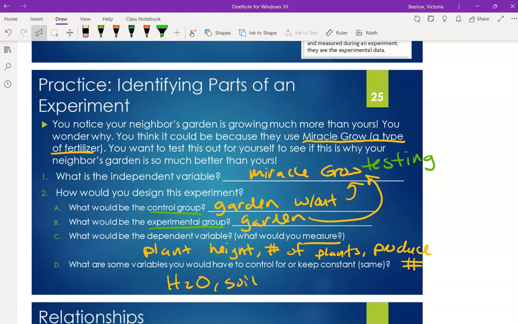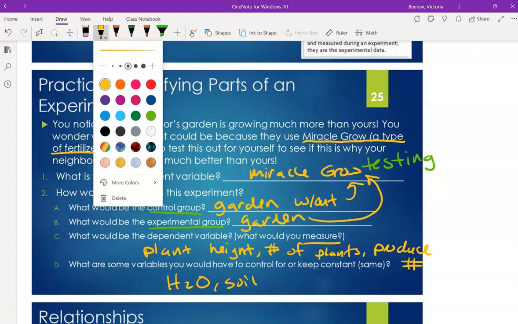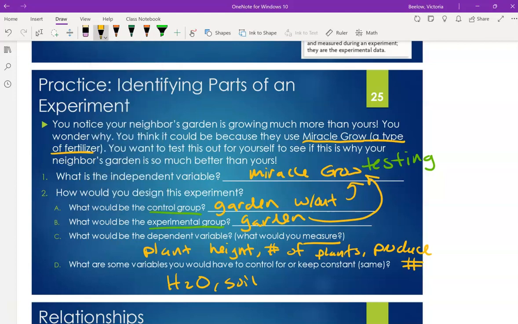And then some things that you will have to keep the same throughout the experiment, or control for, would be things like water, soil, sunlight, maybe keeping bugs out or animals out, because you want to make sure the only thing influencing your results, influencing your experiment, is the independent variable, which in this case is the Miracle-Gro.